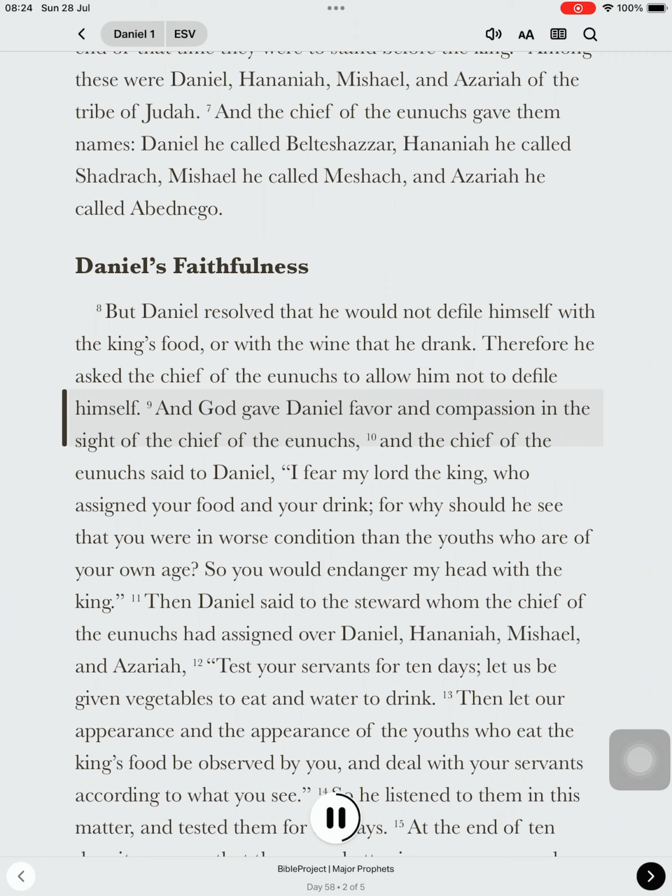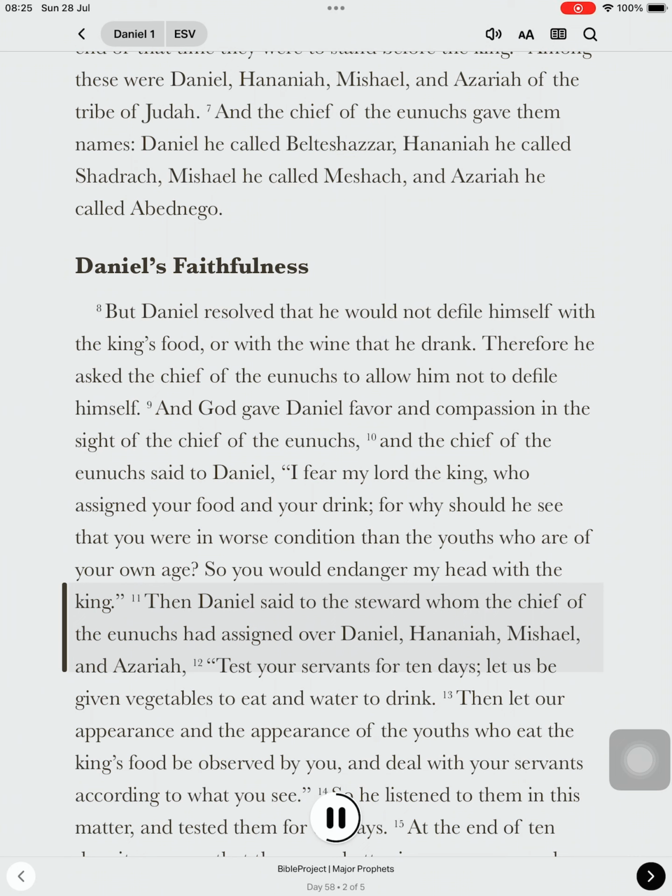And God gave Daniel favor and compassion in the sight of the chief of the eunuchs. And the chief of the eunuchs said to Daniel, "I fear my lord the king, who assigned your food and your drink, for why should he see that you are in worse condition than the youths who are of your own age? So you would endanger my head with the king."